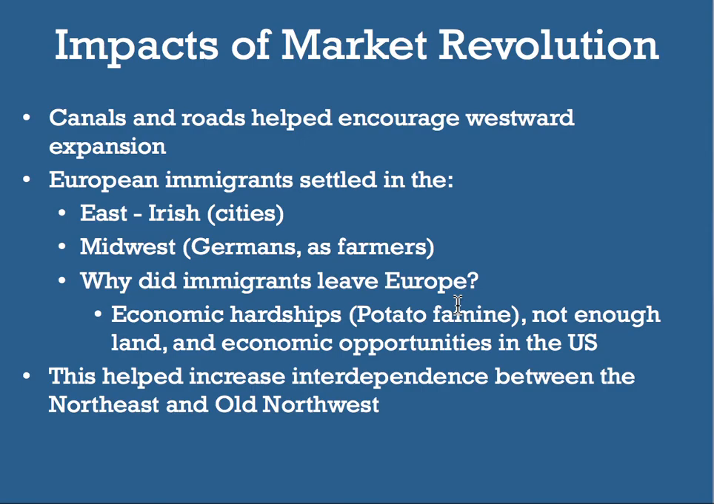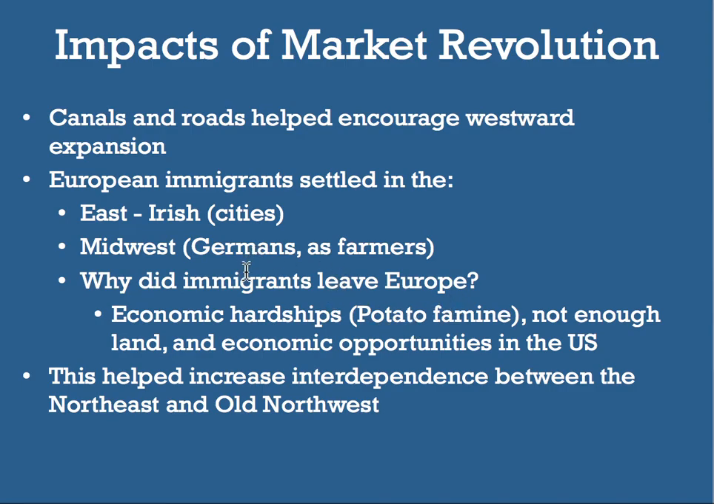We're also going to see a huge growth of immigrants. This is what's going to eventually be called old immigration. We're seeing the Irish coming in great numbers. They're going to settle largely in the east in cities like New York and Boston. We're seeing a lot of Germans coming as well. They're going to settle more in the Midwest, in Minnesota and other places in Ohio as well. They're going to settle more as farmers.